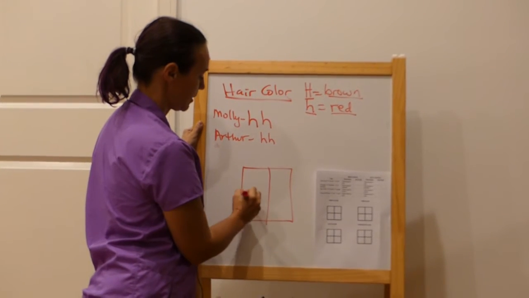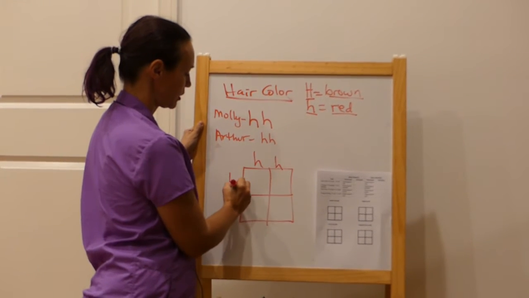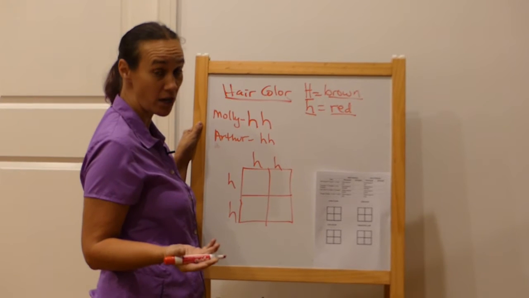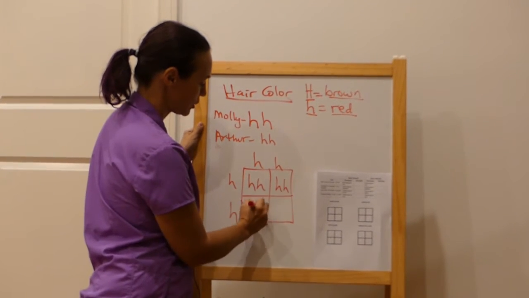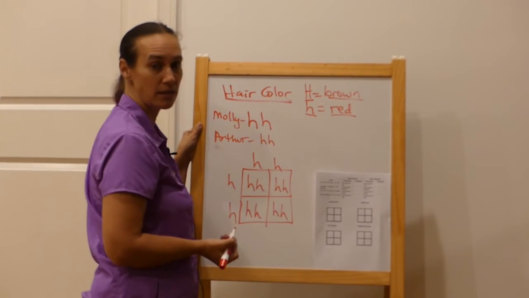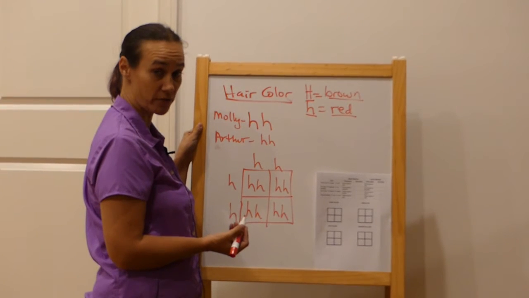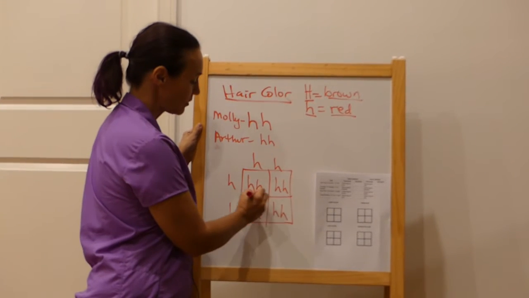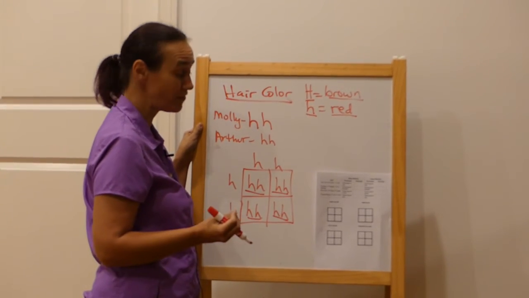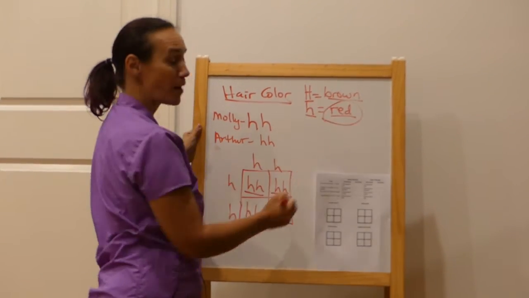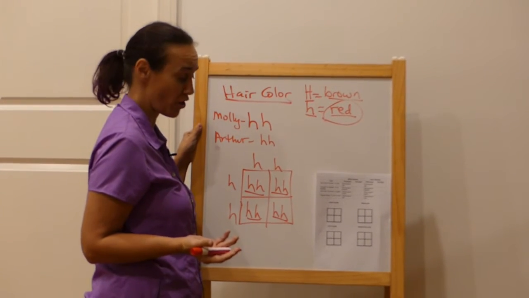So we have a Punnett square here. Put the mom and the dad on the sides. We have little h, little h, little h, little h. Well, we already know we don't have any big h's in there. So this is a really easy Punnett square to finish. Okay? Lowercase h in every single square. That means all of their offspring are going to be little h, little h, homozygous recessive, which is red. So all of their children are going to have red hair.